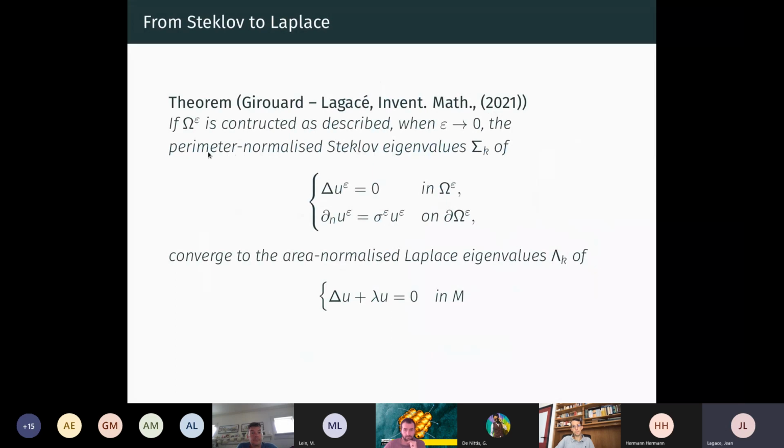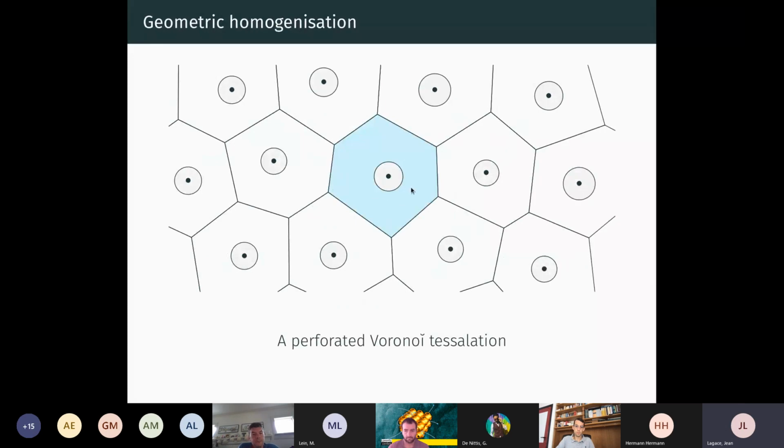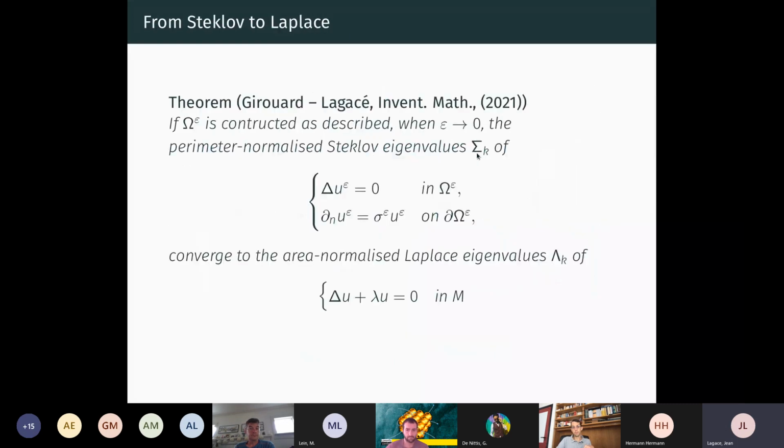Now, our result is that if omega epsilon is constructed as described just above, when epsilon goes to 0, the perimeter normalized Steklov eigenvalues converge to the area normalized Laplace eigenvalues of the problem in the original surface. And basically the method of proof here is to show, in fact, that in this specific situation, the classical methods of homogenization theory still go through, because I don't need every reference cell to be exactly the same. I can have auxiliary PDEs on all of those cells that will behave somewhat the same. I will not go into the details right now.